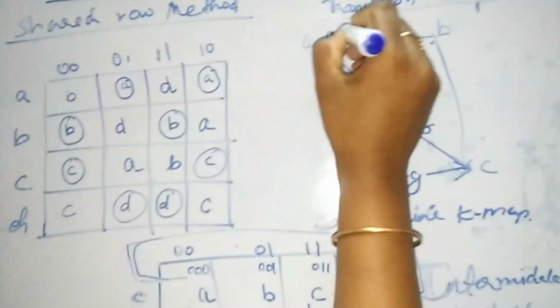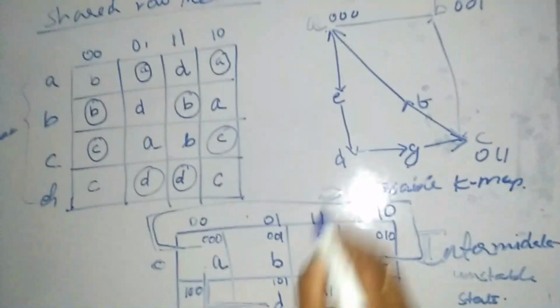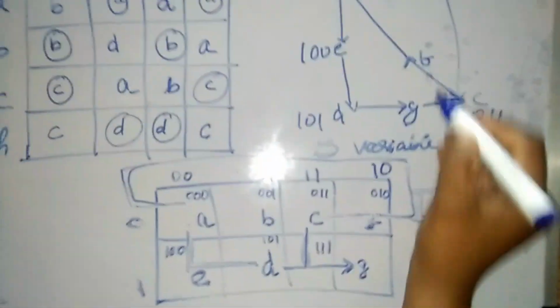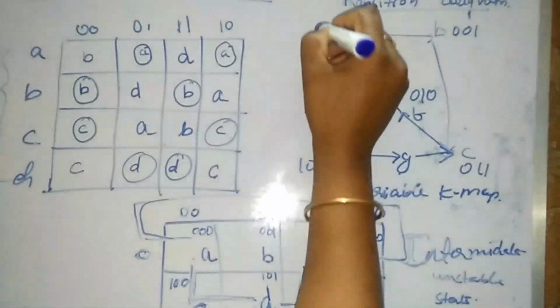So I can name this 0, 0, 0; then 0, 0, 1; then 0, 1, 1, the values we have assigned. D is 1, 1. So what is my E? E is 1, 0, 0. And F is 1, 0, 1. So this is my transition diagram.